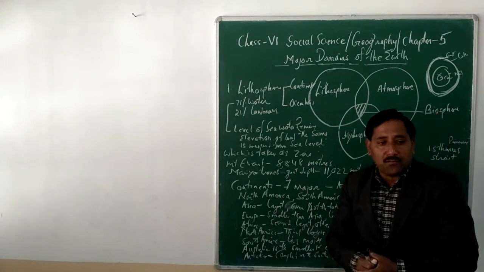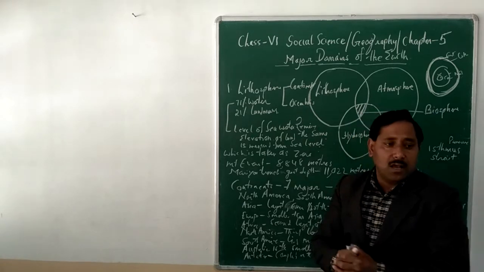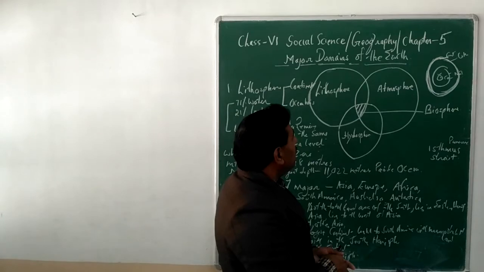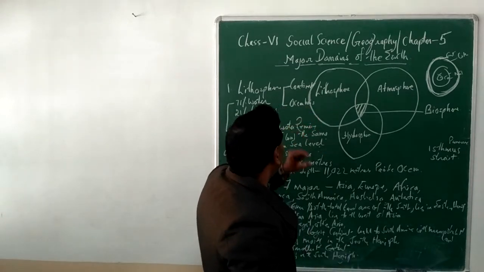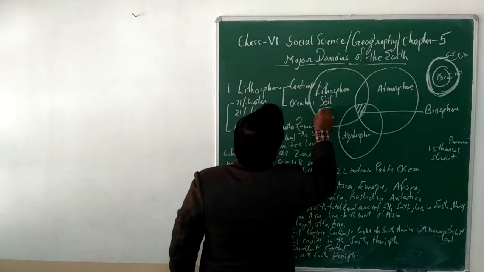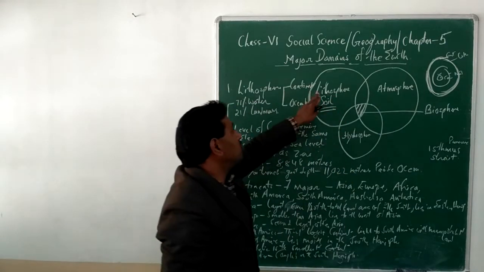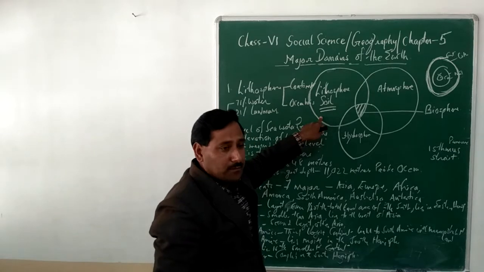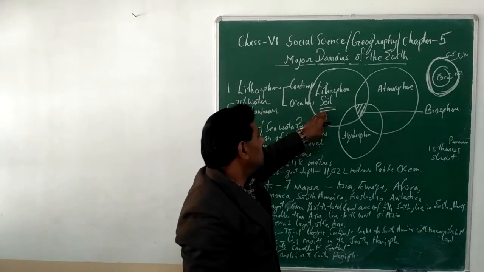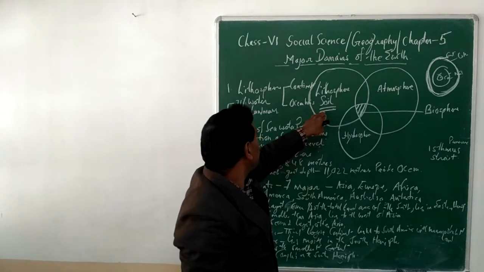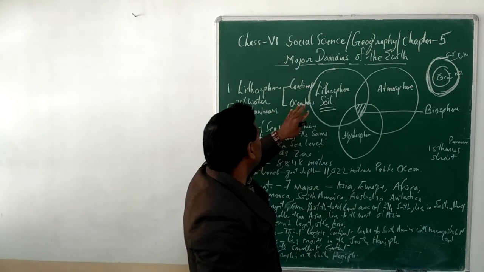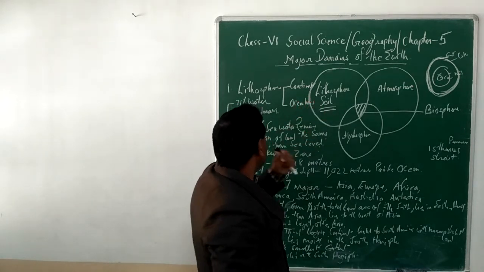Now it comprises the rocks of the Earth's crust and the thin layer of soil. The major component of the lithosphere is soil. You cannot talk about the lithosphere without soil. So it is a very important and essential component of the lithosphere. And further, you can divide the lithosphere into continents and oceans.